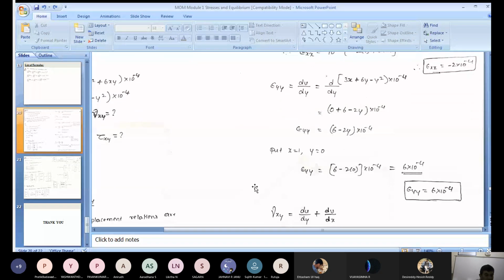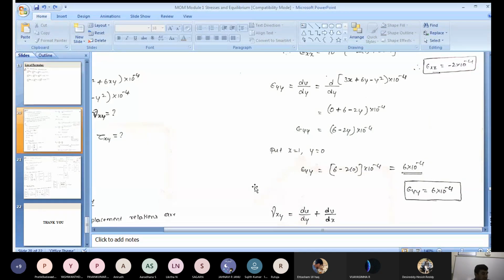Okay, take gamma xy. Gamma xy is nothing but du by dy plus dv by dx. Put x equal to 1 and y equal to 0. Yes? 9 into 10 to the power of minus 4.